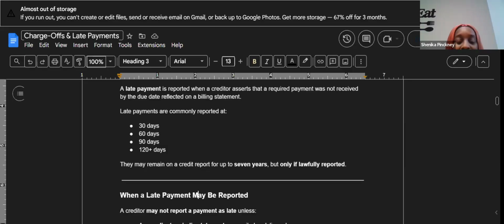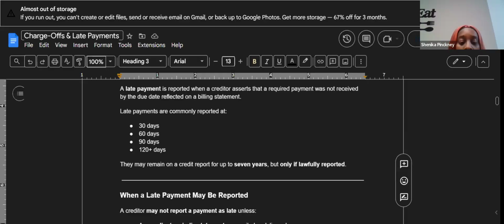That's why I put this guide together, because it's the same concept you're going to use when you're deleting late payments and when you're disputing your charge off. Again, a charge off cannot happen unless you're 120 plus days late on an account. It can be a credit card account, auto loan, personal loan, whatever. If it's 120 plus days, they're going to throw it into a charge off. All right, now let's continue.